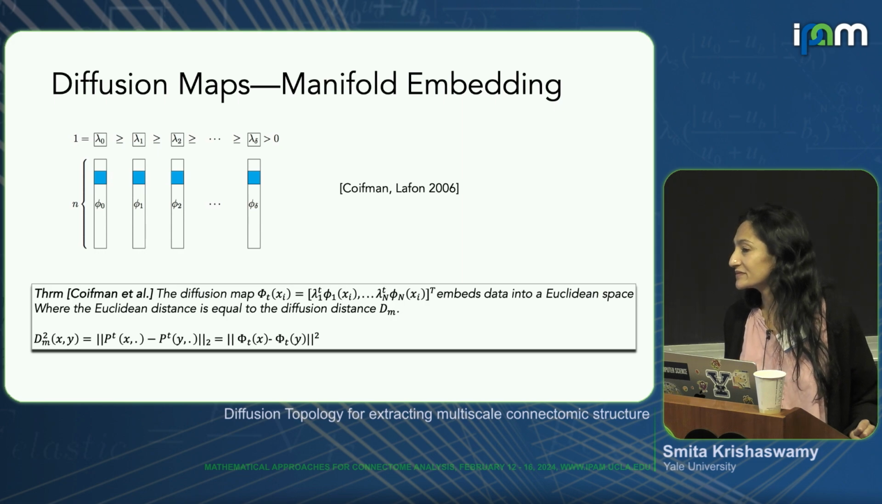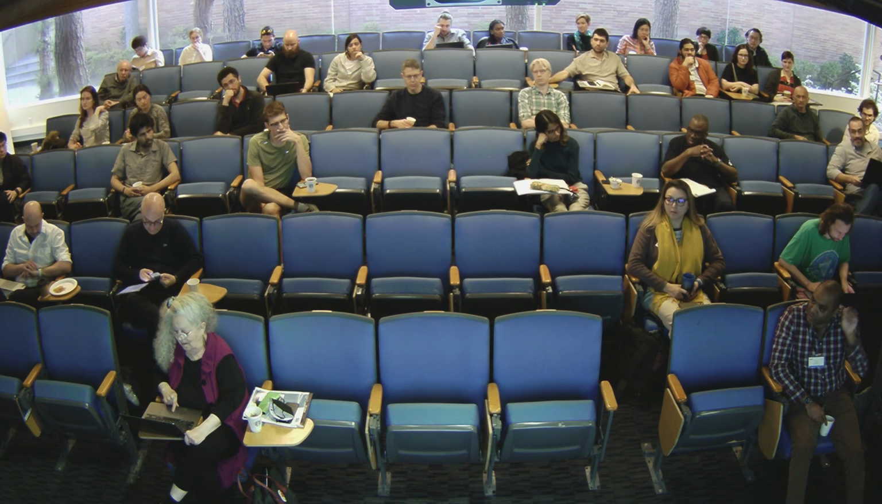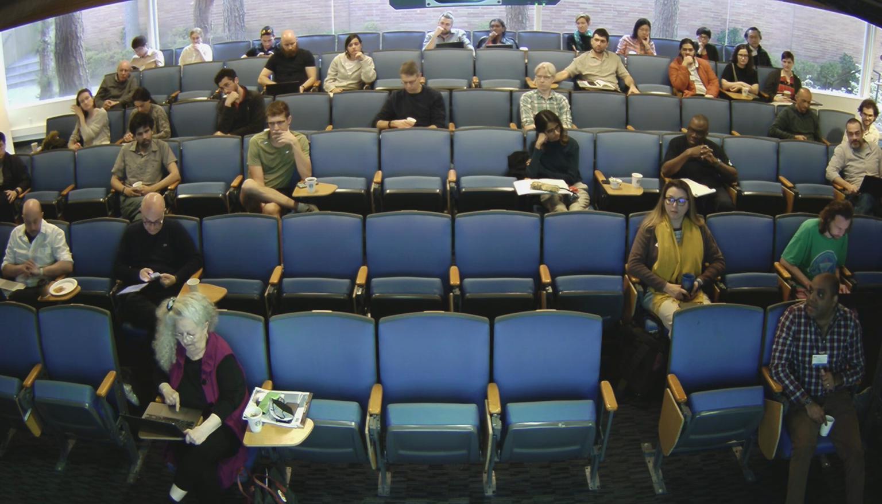I'm curious, what do you put on the diagonal for this matrix? Is it ones? It's ones. Okay. Usually, it depends on your kernel, but it's usually ones.